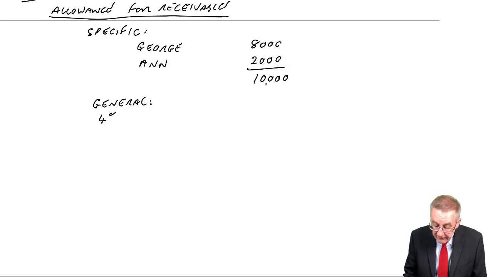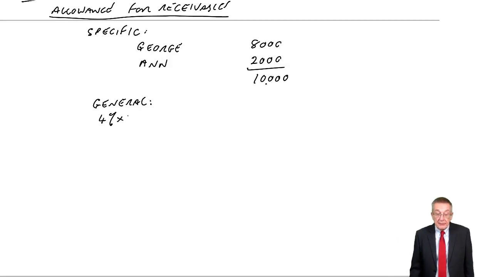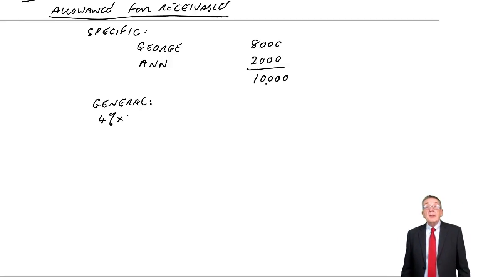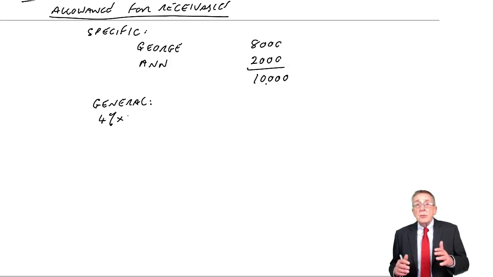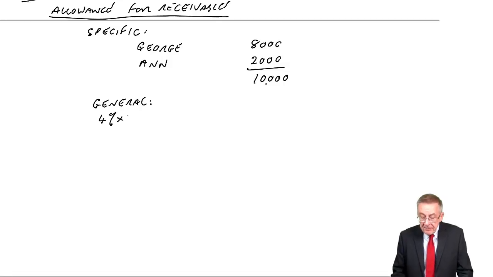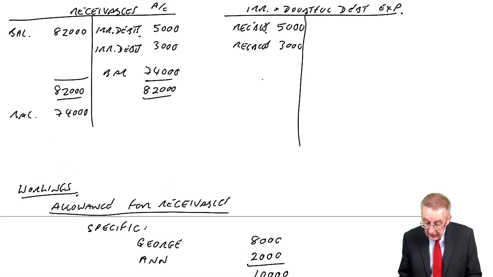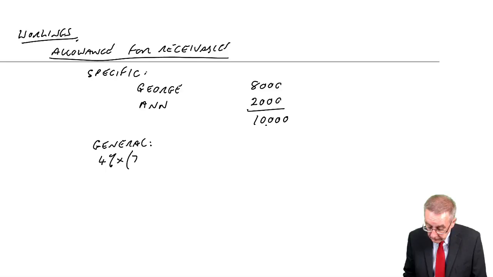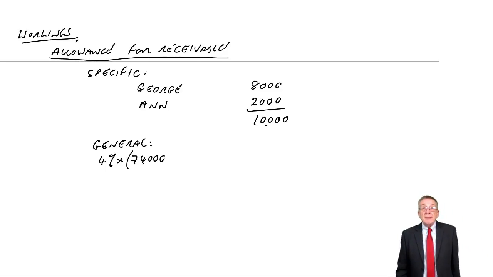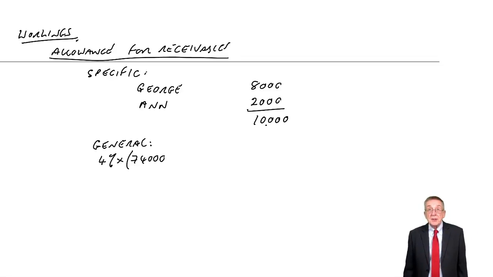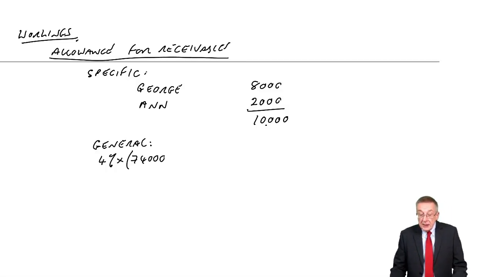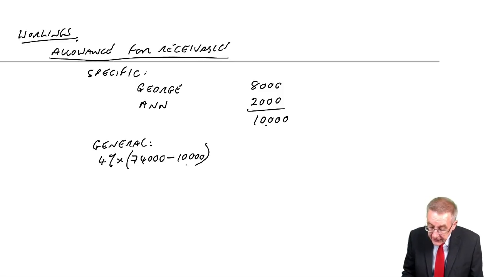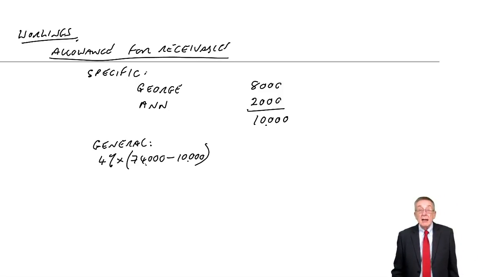It's not hard arithmetic, but too many people make a silly mistake. The general allowance is always whatever percent you're told, here 4%, of those receivables that we think are okay. What I mean is the total receivables on the receivables account, having removed the irrecoverables, is 74,000. However, we already know that 10,000 of those have a problem, the specific allowance. And so the other 64,000 we think are okay, but to be safe, we're going to have this general allowance.